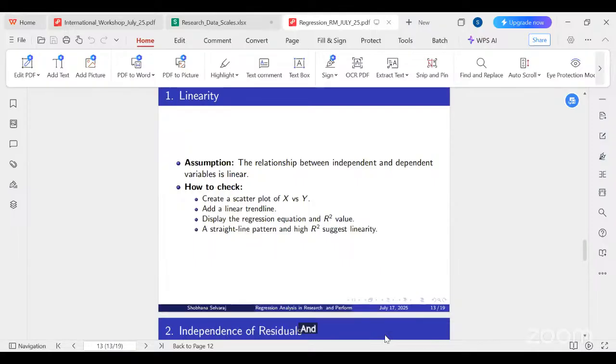And if it looks like a straight line, then we can say, not always 100%, but approximately, that it is linear. It's not required to be always exactly straight, but non-linear means it should not form a curve.